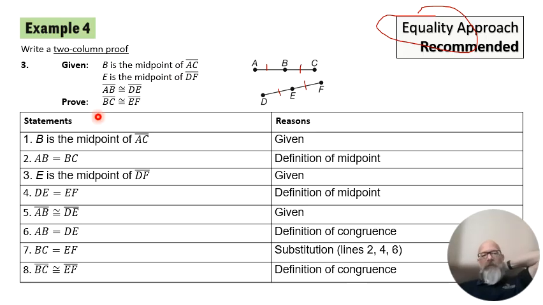You know what the first line is going to be. B is the midpoint of AC, given. You know what flows out of that. AB is equal to BC. Remember, we're taking the equality approach. Definition of midpoint. Second given: E is the midpoint of DF. E is the midpoint of DF means DE is equal to EF. Definition of midpoint.